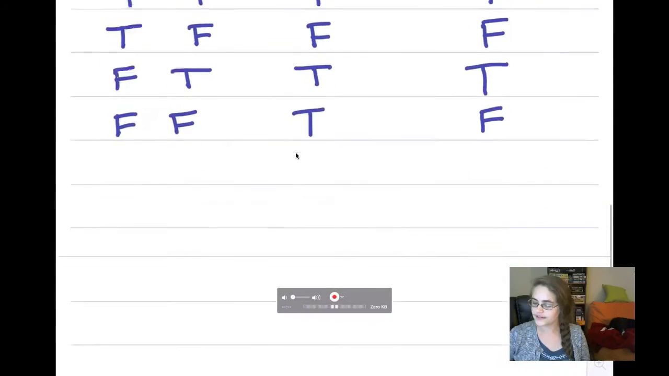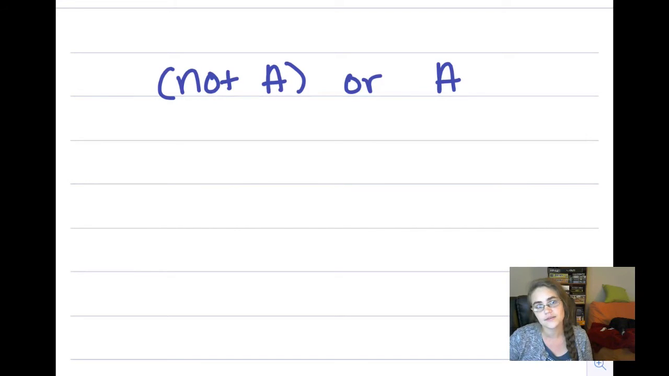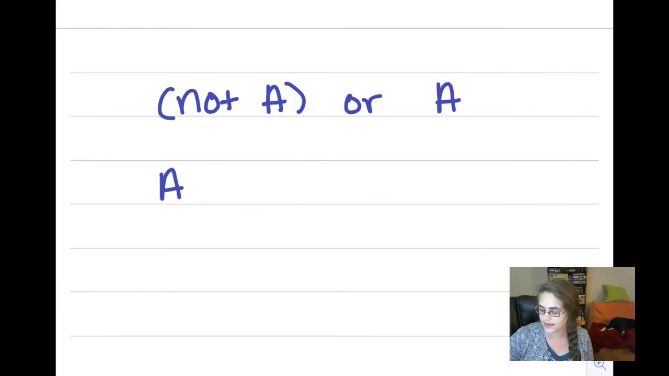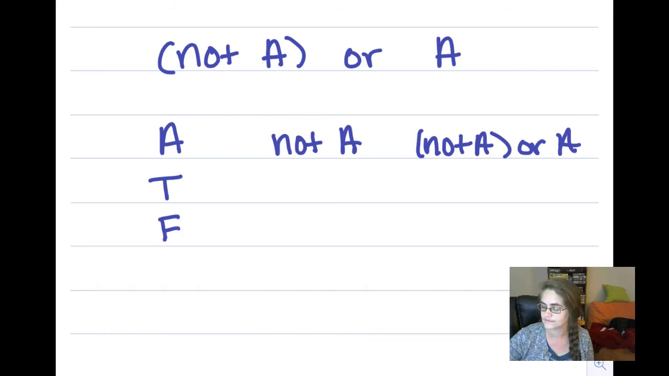So let's look at another compound statement. Let's look at this statement, not A or A. So in this one, we have a compound statement, but we only have one input, A. So A can take the value true or false. We have an intermediate column, which is not A, and then we have our final column, not A or A.